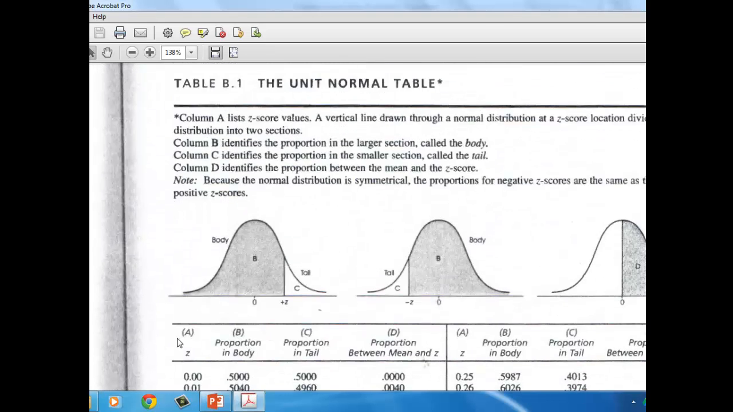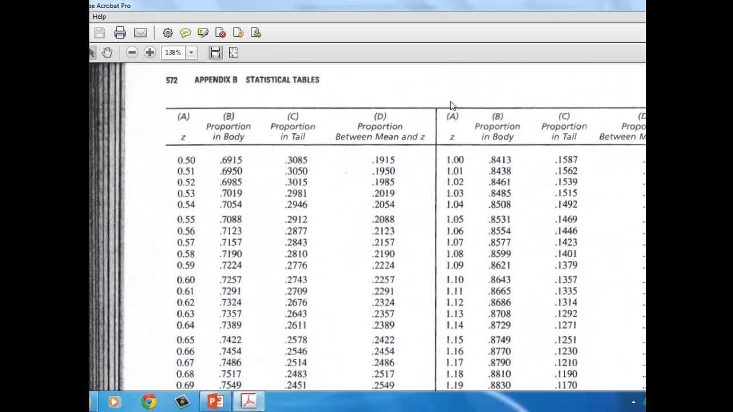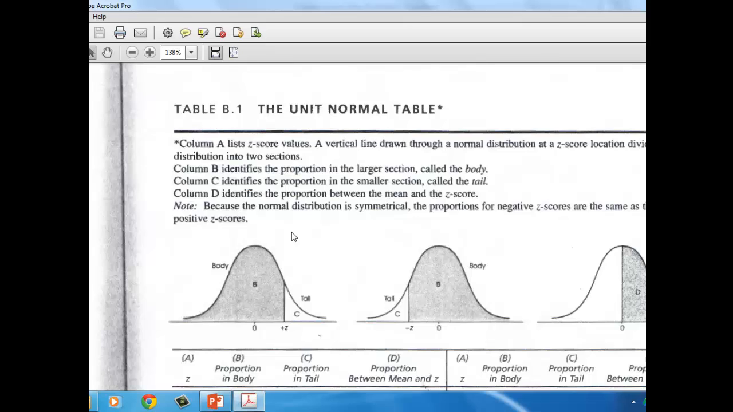So column A, this column here, and you'll keep seeing, this is a pretty long table. There's column A's all over the place. But column A lists the z-score values. So where is that score located on the x-axis? Column B identifies the proportion in the body, which is just the larger section of the graph of the normal distribution. Column C identifies the proportion in the smaller section, which is called the tail.